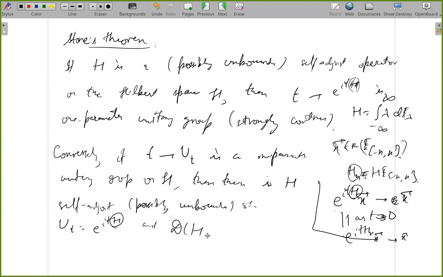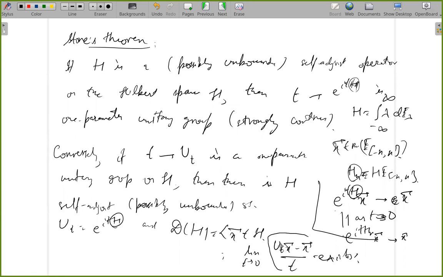And the domain of H is equal to the set of all vectors in the Hilbert space such that the limit as t goes to 0 of (U_t x minus x) divided by t exists. If you remember, I mentioned that even if H is finite dimensional, this is a non-trivial theorem. So it is not at all clear that this U_t x is differentiable.